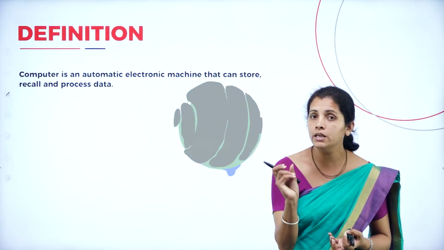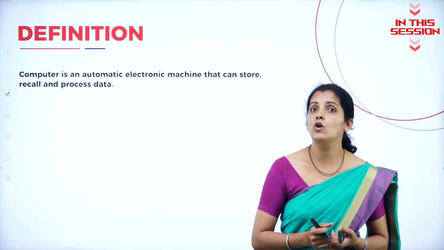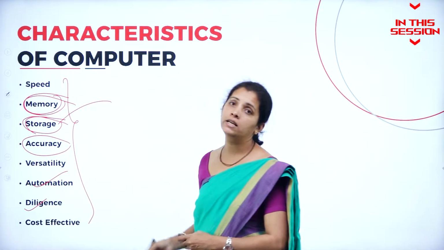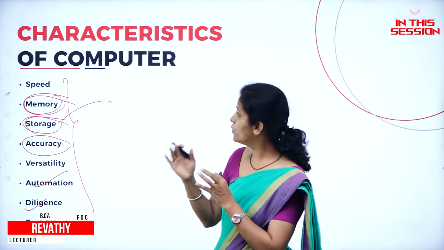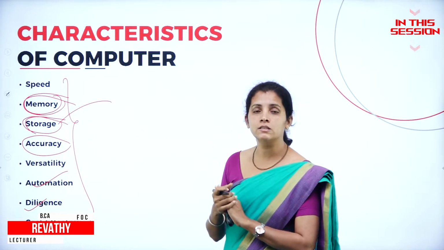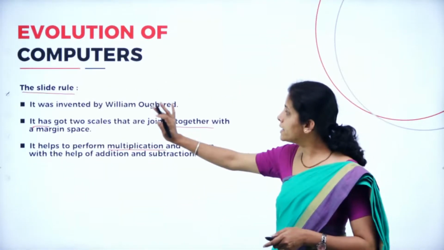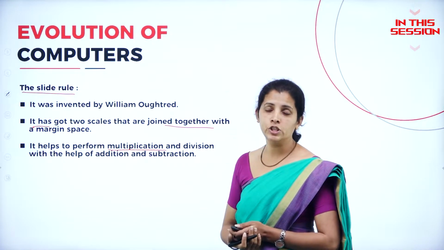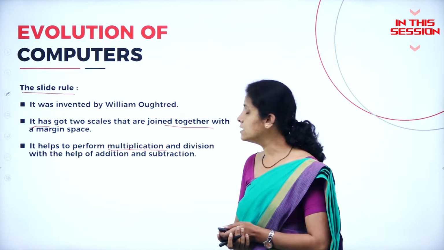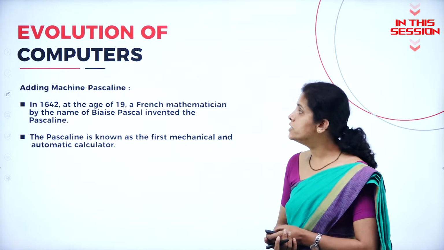What is computer here? Computers are nothing but the electronic machine. What is accuracy? That means whatever the output I'm going to get from the computer system, it is correct as well as accurate. By using sliding rule, with the help of addition as well as subtraction, it's possible to perform multiplication as well as division.